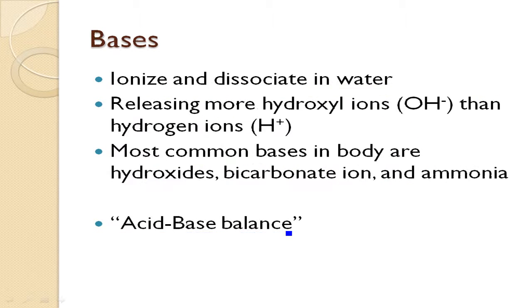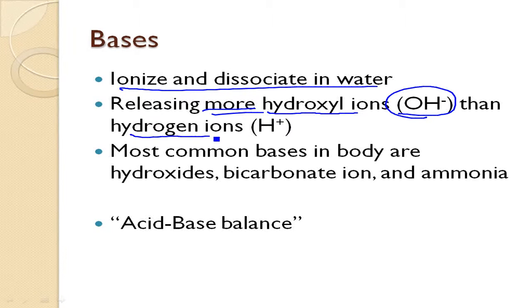Let's talk just a minute about the bases now. The bases ionize and dissociate in water also. But when they ionize, they create more hydroxyl ions, OH ions, than they do hydrogen ions. The most common bases in our body are the ones that form hydroxides. Bicarbonate is a really important buffering mechanism that's primarily coming from our pancreas, and it helps to raise the pH of the hydrochloric acid that was in our stomach.